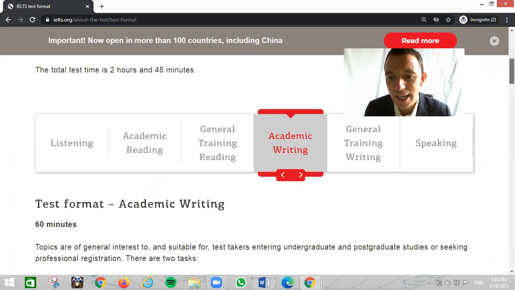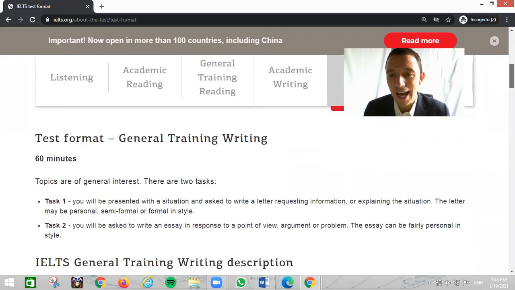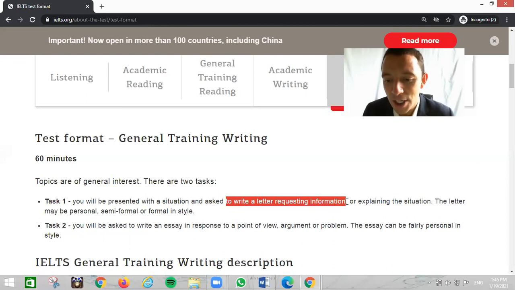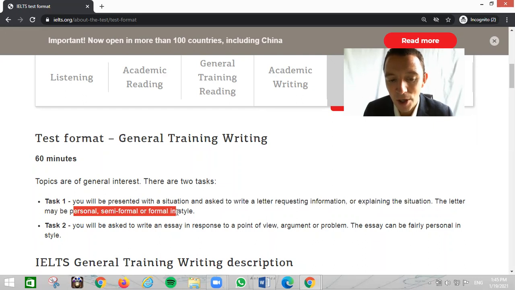And then we look at the general training writing. So 60 minutes, and again, the same structure, task 1 or task 2. In task 1, you write a letter requesting information or explaining the situation. The letter may be personal, semi-formal or formal. So that's the big difference really between the academic and the general. Academic is formal in a university environment, and the general is more everyday life and maybe more semi-formal or possibly personal. Okay, so that's the big difference.